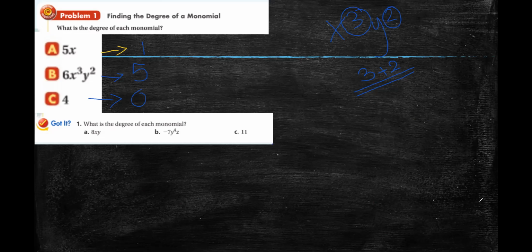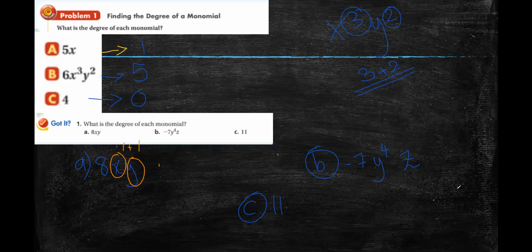What is the degree of each monomial? Look at A. We have 8xy. In B, we have negative 7y to the power 4 z. And in C, we have 11. Let's do A now. How many variables do we have? 2 variables. What is the power of the first variable? 1. The second one is also 1. Let's add them. The degree here is 2.